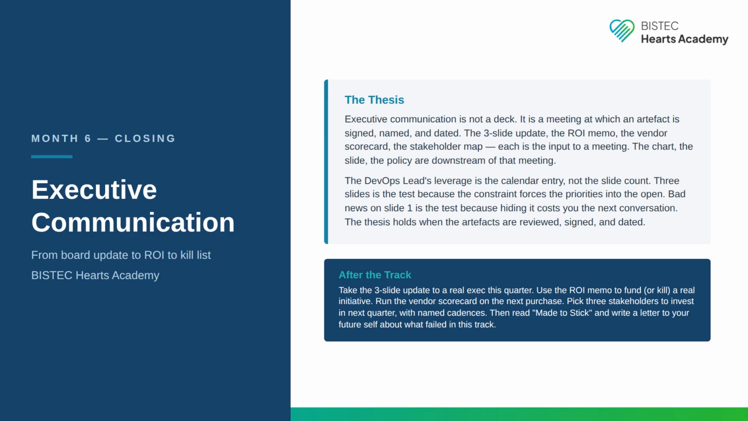After the track, take the 3-slide update to a real exec this quarter. Use the ROI memo to fund, or kill, a real initiative. Run the vendor scorecard on the next purchase. Pick 3 stakeholders to invest in next quarter, with named cadences. Then read Made to Stick, and write a letter to your future self about what failed in this track.